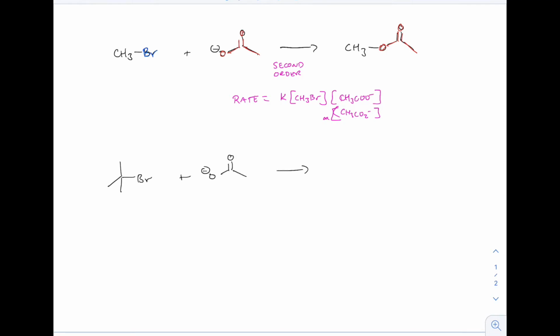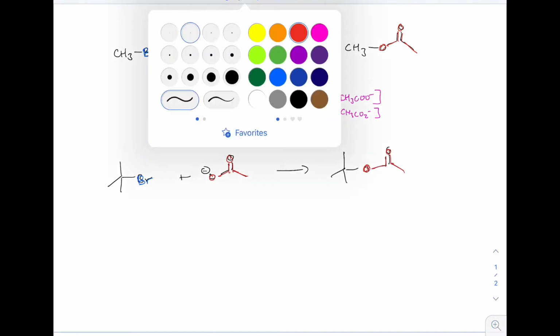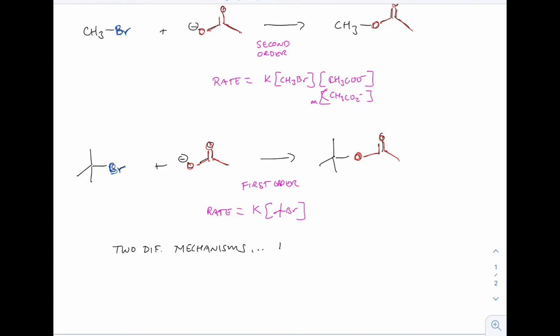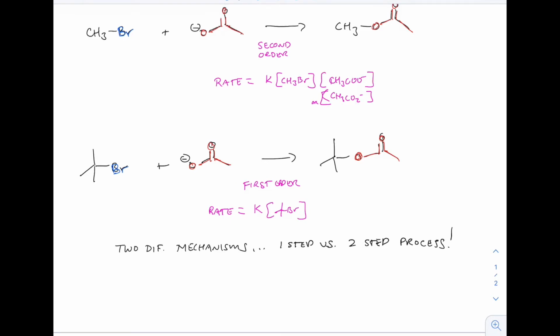Okay. Here's another scenario where we have real nucleophiles and real leaving groups in this case. So this alkyl bromide right here, and we have the acetate again, okay? So I'm telling you that this particular reaction is actually first order, okay? And the rate is equal to K times the concentration of the alkyl bromide. Okay, so why would that be when we have the same nucleophile and pretty much the same leaving group? So why is there a difference? Well, we have two different mechanisms, okay? So there's basically a one-step versus a two-step process.